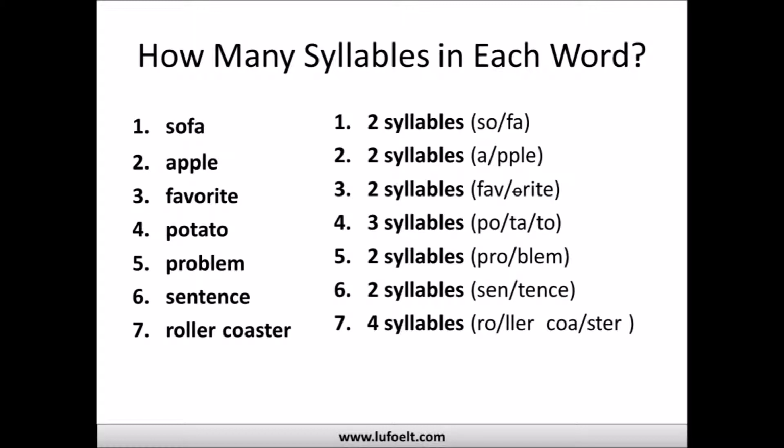So sometimes the spelling and the pronunciation is a little bit different. Okay, number 4, potato. All right, this is 3 syllables, potato. Okay, and number 5, problem. This is 2 syllables, problem. Okay, and number 6, sentence. Sentence. This is 2 syllables. Okay, and the last word, roller coaster. This is 4 syllables.